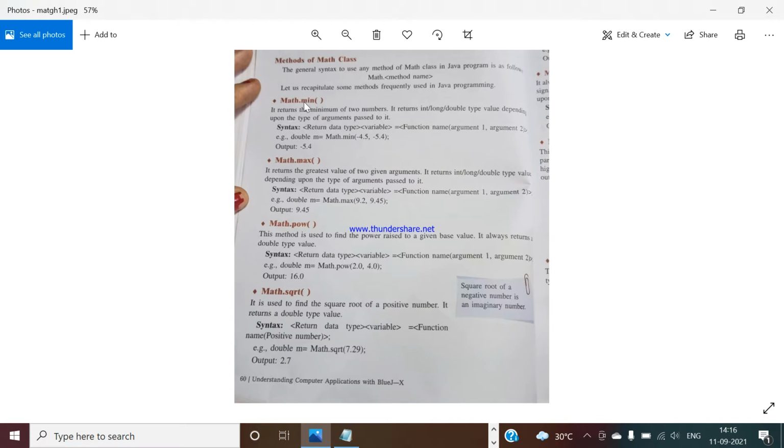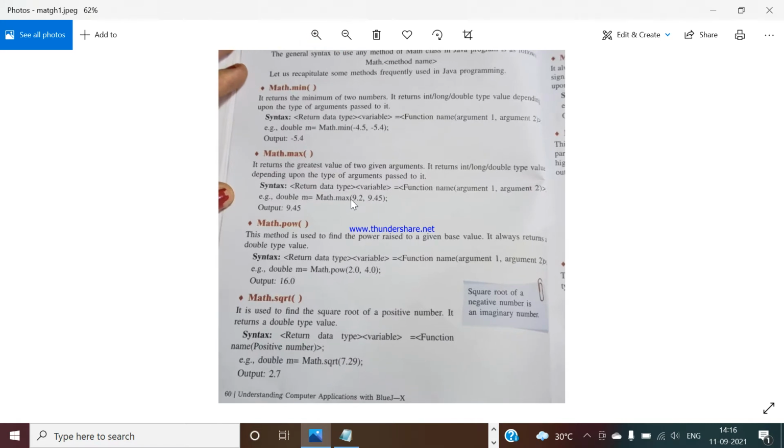So what is this minimum function doing? It is finding the minimum number among the numbers given by the user. Moving forward, Math.max. The max function finds the maximum number among the numbers given by the user. In this example you can see two numbers given, 9.2 and 9.45. Because 9.45 is bigger, it will be displayed in the output.